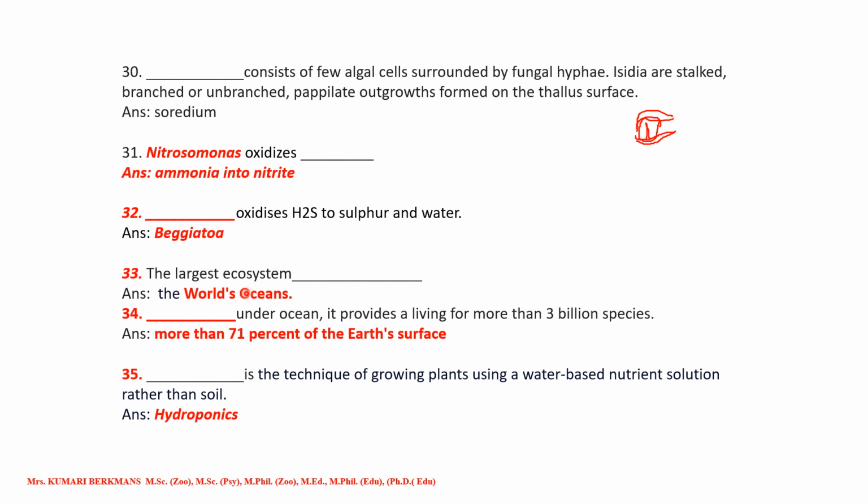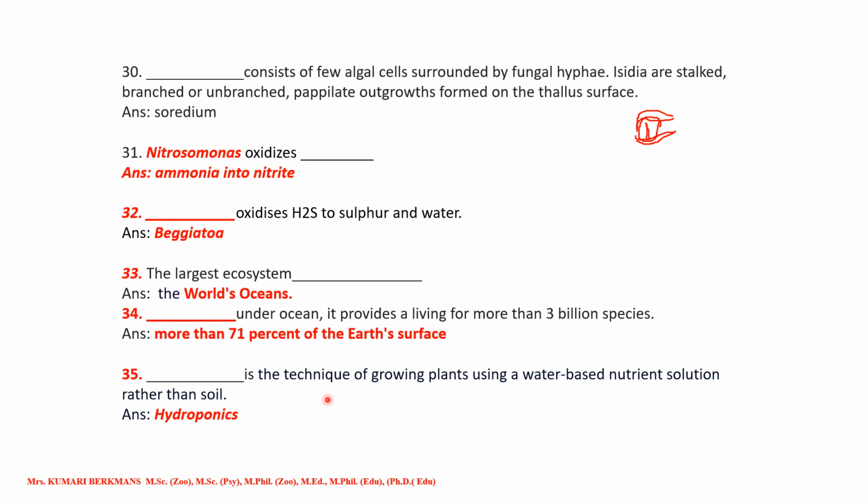The largest ecosystem is the world's ocean. Ocean ecosystem. Dash under ocean. It provides a living for more than 3 billion species. More than 71% of the Earth's surface is covered by ocean. More than 3 billion species are living in the ocean.